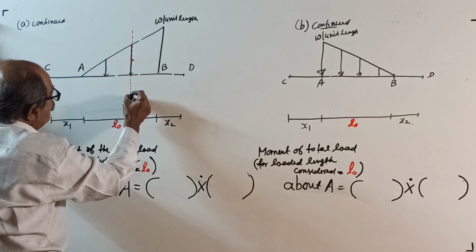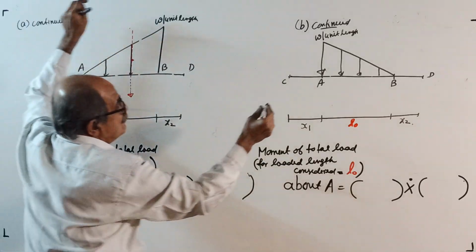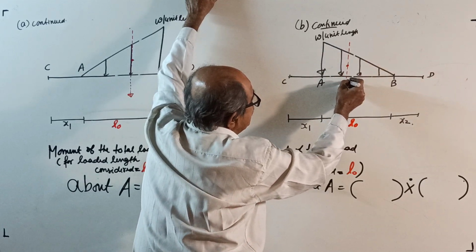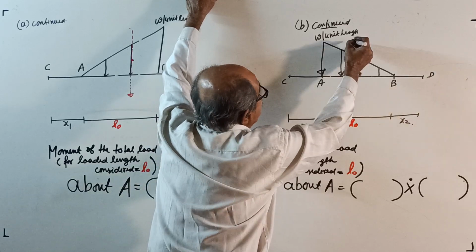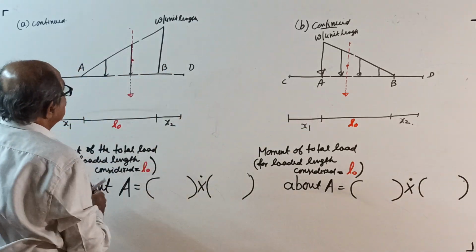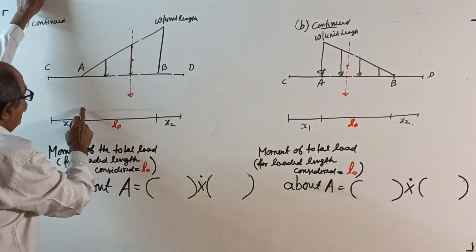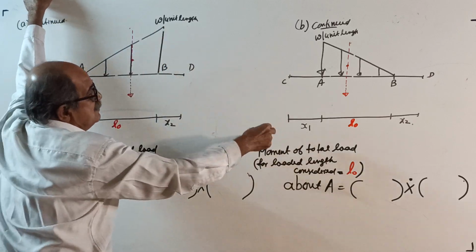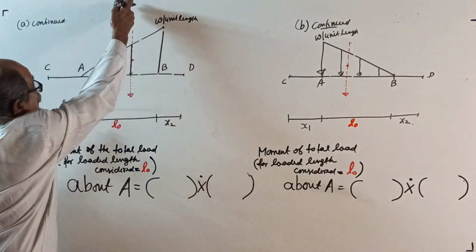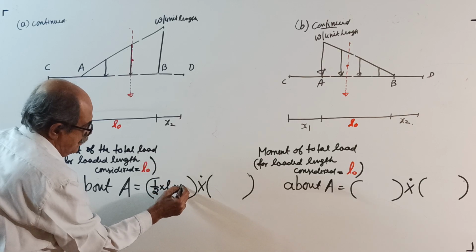This is the magnitude of the total load, right? Somewhere here, light line. This is the magnitude of the total load for a loaded length considered equal to L naught. How did you get it? This is the area of the triangle. I already told you, half into L naught into W. So when you want the moment about any point, the total load is half into L naught into W.